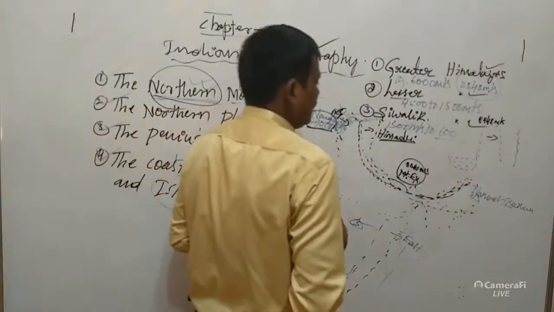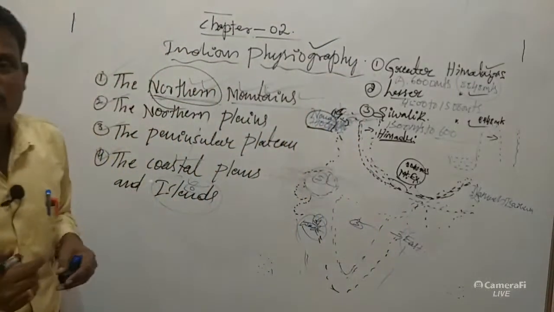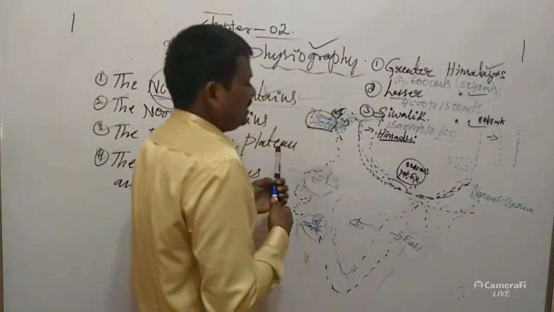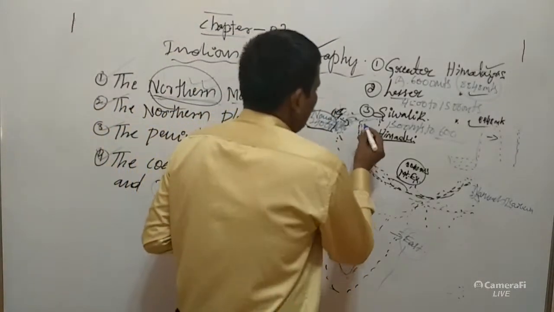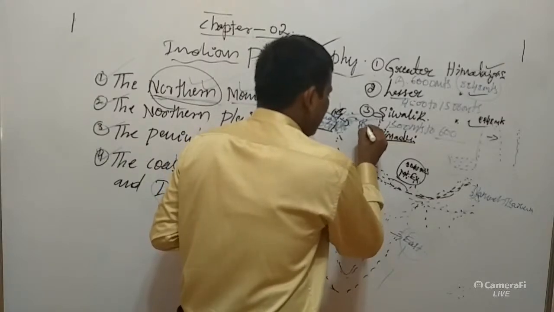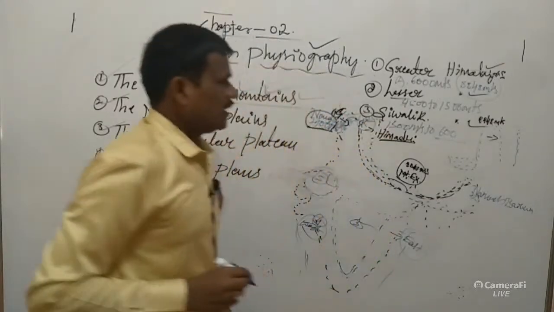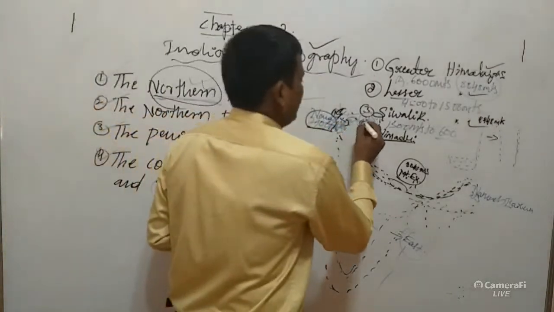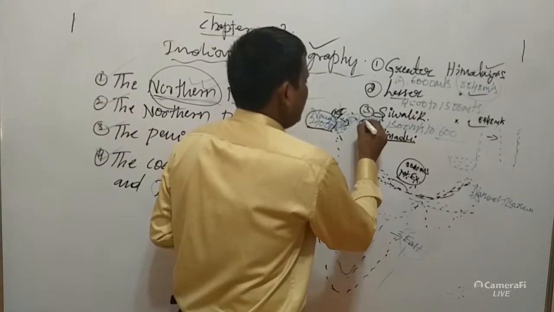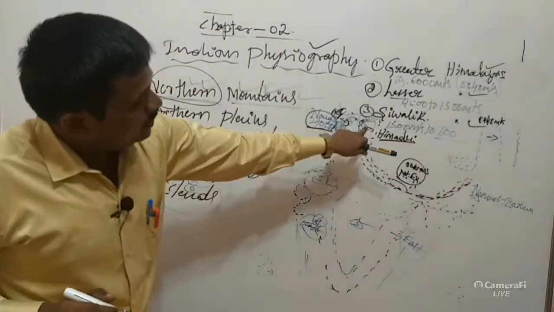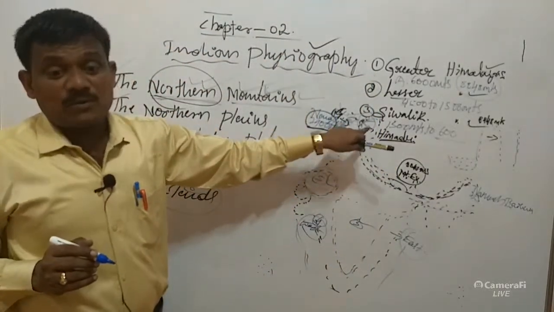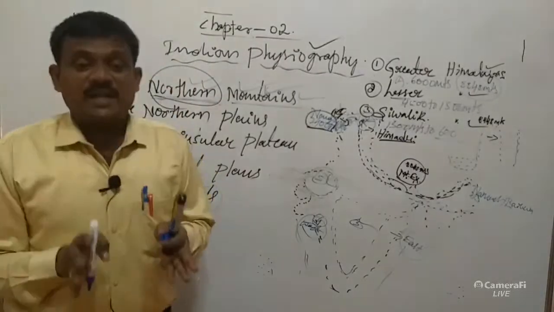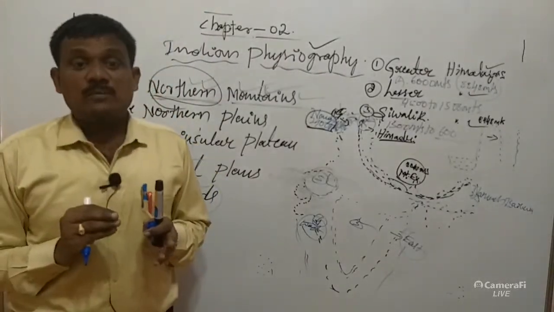One more important thing: India's highest mountain peak, we should call K2. K2 is also in the Great Himalaya. K2 is in the far northern part of Jammu and Kashmir, at the edge of the Indian boundary. Another name for K2 is Karakoram Range. K2 is in the Karakoram Range.